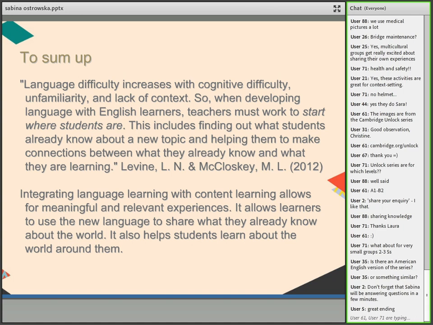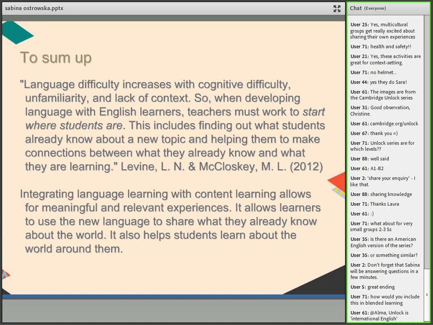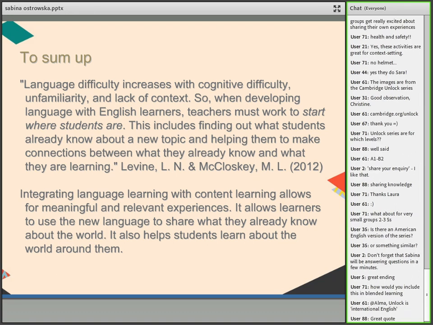If the students have a chance before a language task to talk about it, to share what they already know about it, it helps them make connection between the new information and the old one. And following that, of course, the language follows. Integrating language learning with content learning allows for meaningful and relevant experience. And I also want to stress that one out, right?